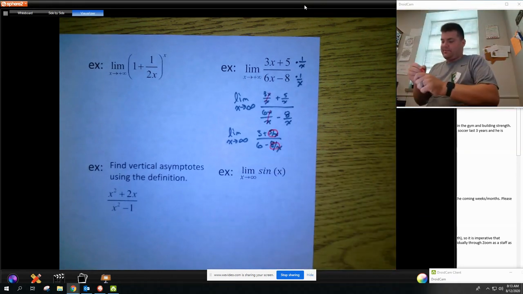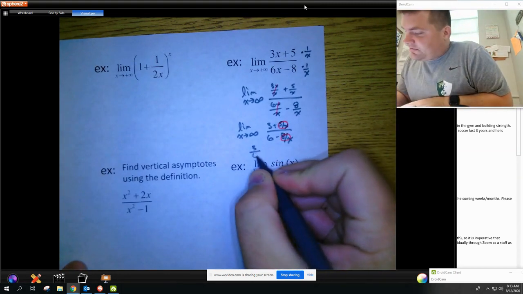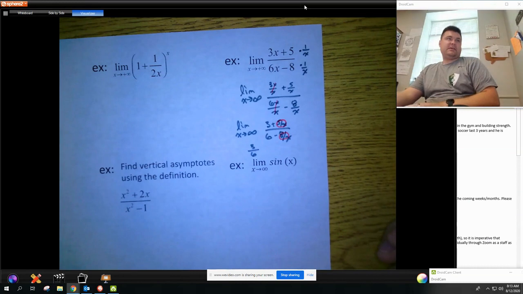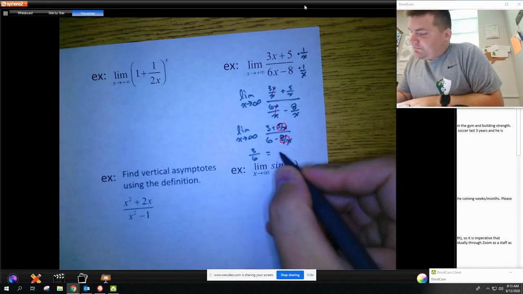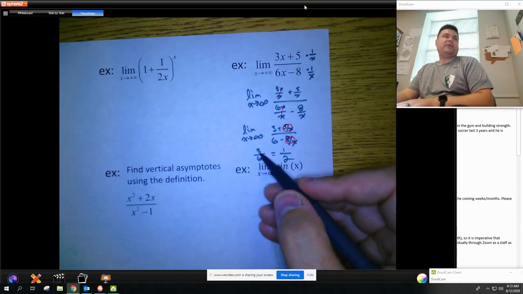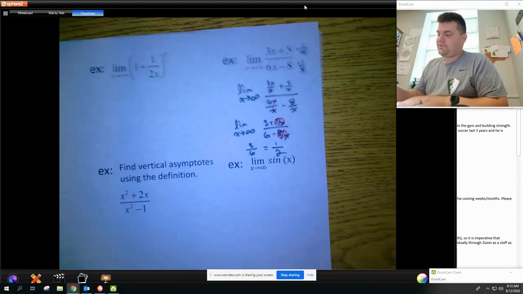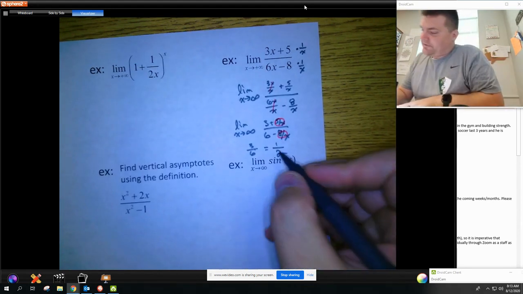So I really have 3 plus 0 over 6 minus 0. So I'm going to get 3/6, which reduces down to 1/2. I don't need to write the limit right here because I'm essentially plugging it in right here. So I'm good to go. So my answer right here is just going to be 1/2.